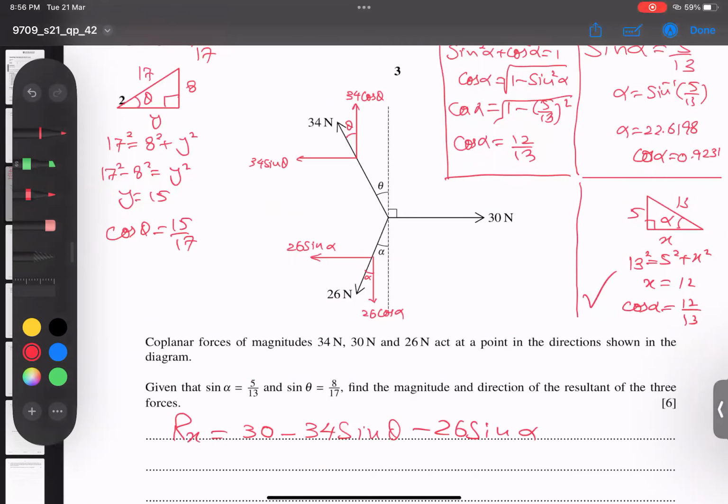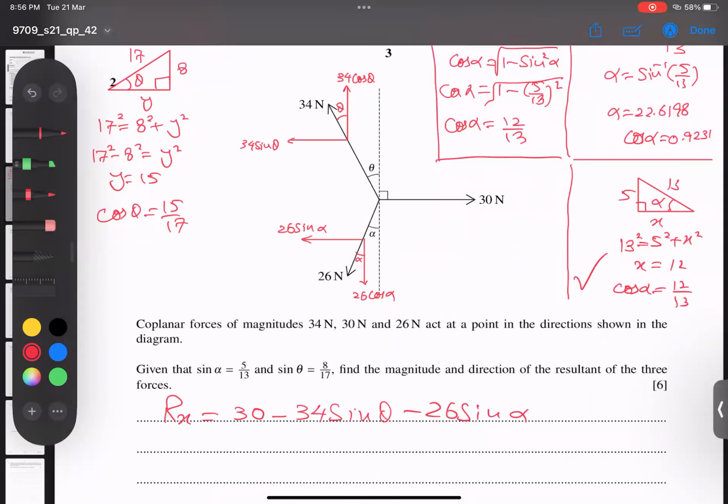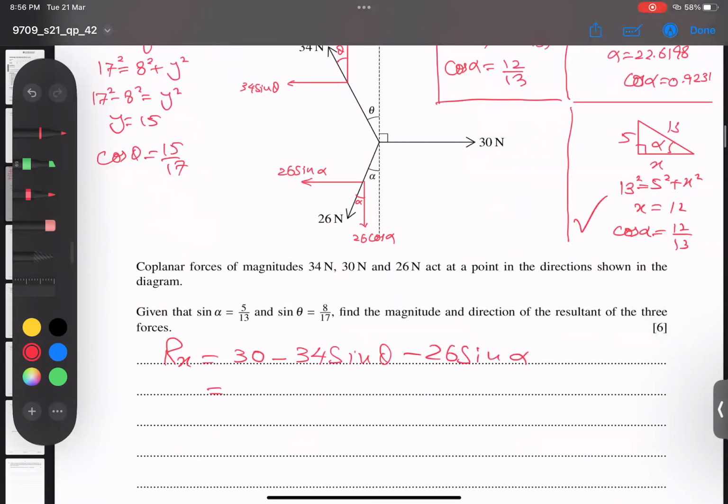Now I'm going to plug in. Get ready, all of you students. First of all, you know it very well: 30 as it is, 34, but the sine theta value is 8 by 17. I use 8 by 17 directly as a number. So this 8 by 17 comes in here in the place of here.